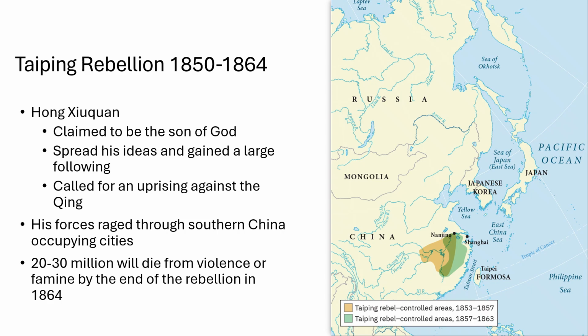He essentially wanted to overthrow the Qing dynasty, and his forces and his followers will rage through southern China, occupying cities. And when it is all said and done, between 20 and 30 million people will die from the violence and the famine and the political chaos that ensues by the end of the rebellion in 1864.